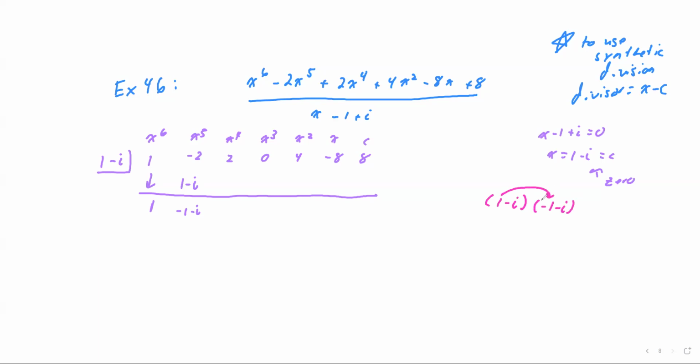So 1 times negative 1, negative 1. 1 times negative i, negative i. Negative i times negative 1, positive i. Negative i times negative i, positive i squared. So that would give me negative 1. Negative i and i would cancel, and then i squared is negative 1, so that gives me a solid negative 2. Right?